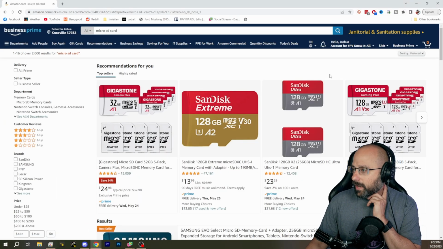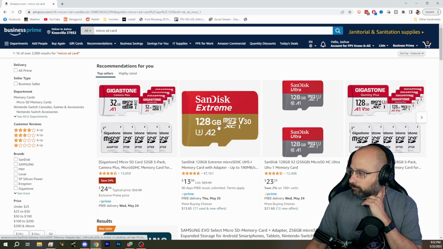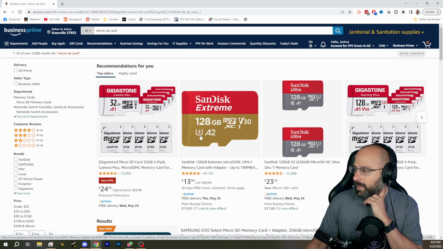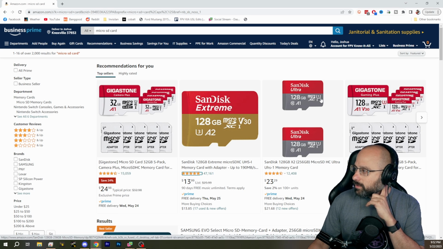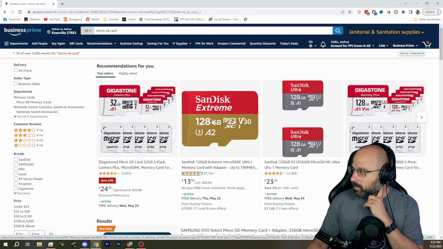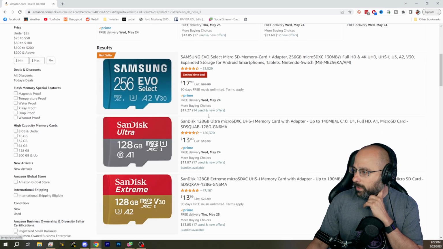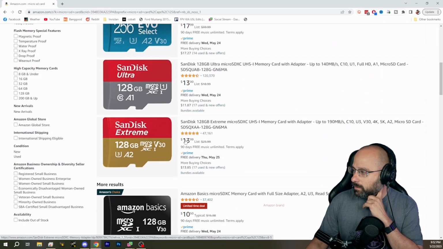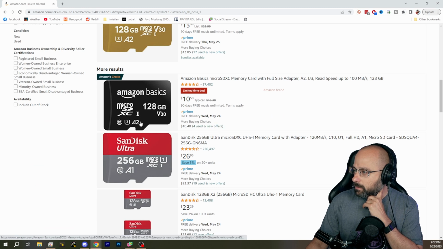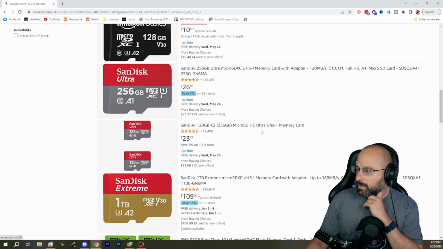So here we've got 128 gig UHS 3 V30 for $13. I mean, come on. Here's UHS 1. Oh, that's not actually that much better a price. Don't buy that one. Buy this one. I would hesitate on the Amazon Basics. I don't care what the specs say.